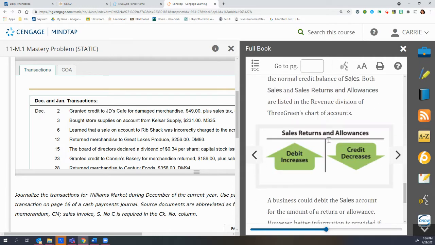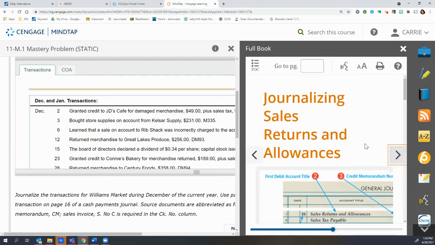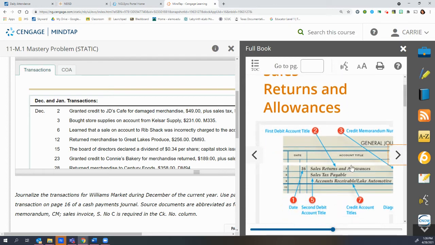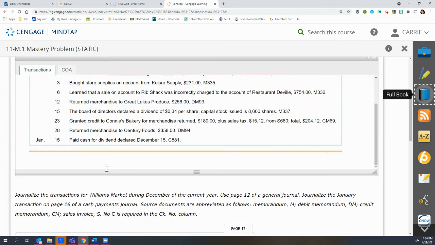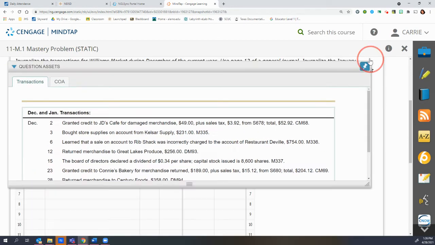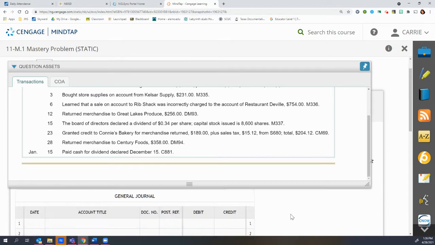Okay, so it's right here. So sales returns and allowances and the sales tax payable are both the debits, and the credit is to the accounts receivable. I don't want to close that, but okay, so hold on.